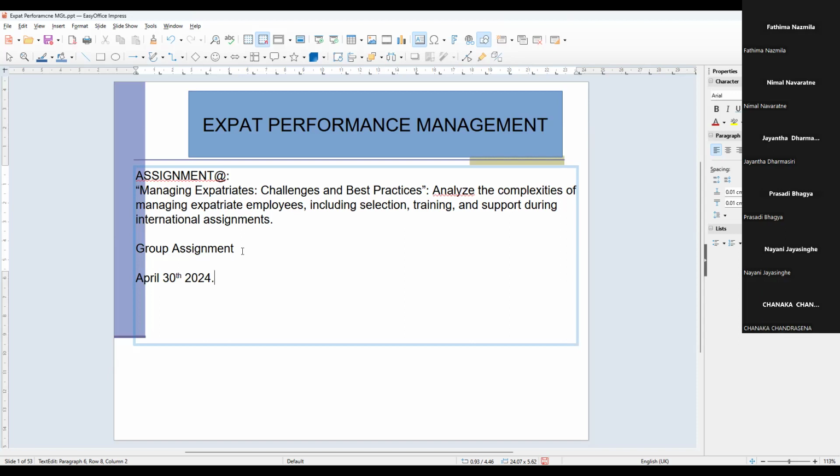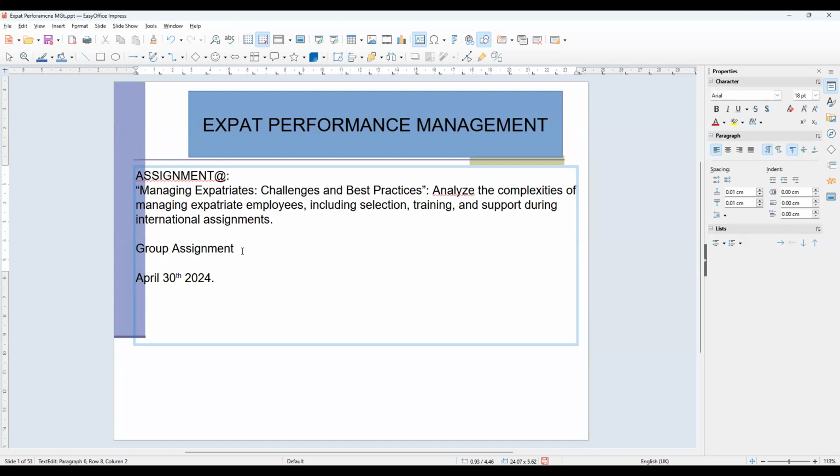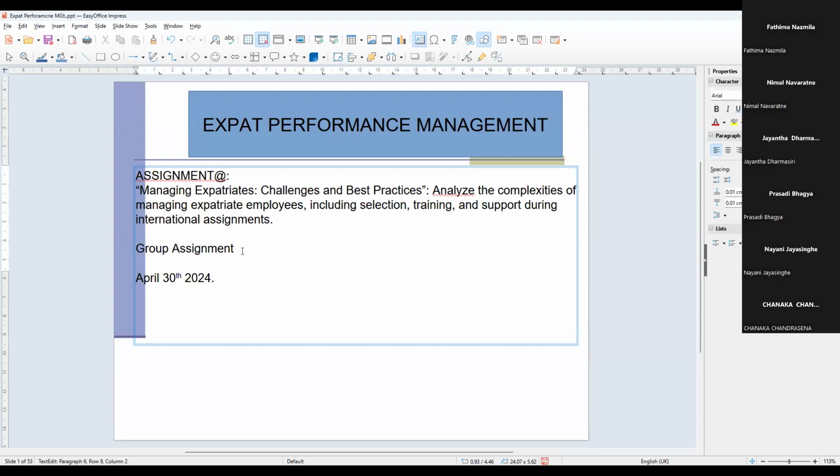What kind of format should we adopt for this? For example, managing expatriates. Let me very briefly explain what is meant by expatriates. What does managing expatriates mean? What are the challenges and best practices? In the next section, for example, when selecting an expatriate person, what type of challenges arise and how can we avoid them? Then when training is given, what challenges need to be faced, and how can we avoid those challenges, by using which practices, and so on. Is it okay?